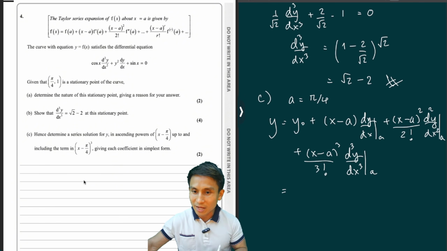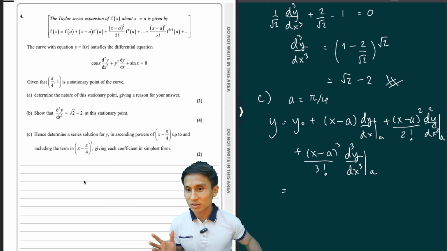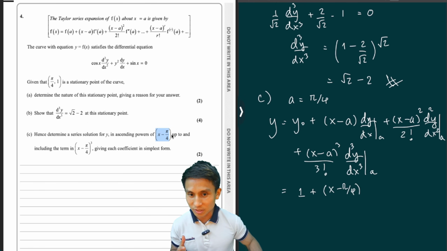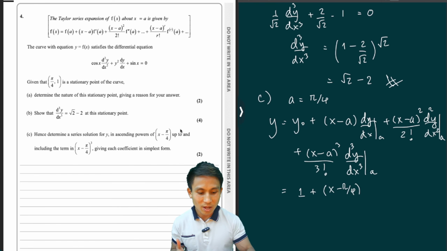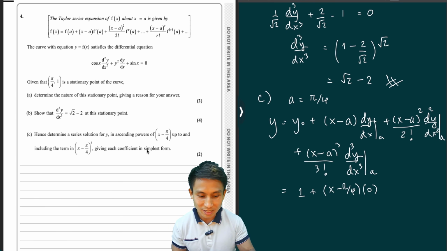So y0 is just y at x equals pi over 4. We already know that, because at x equals pi over 4, y equals 1. So we're going to put 1 there. Okay? X minus a in this case would be x minus pi over 4, of course, because that's the form we want here. Okay? dy by dx at x equals a is 0, because we know that at this point is a stationary point. So dy by dx is 0 here. So that vanishes. That's easy. But we write the working anyway.